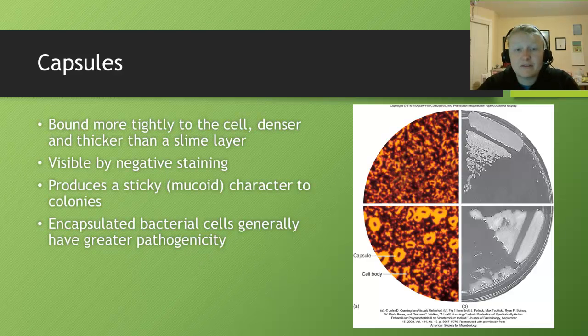The picture here is from the same organism, and so it's just whether or not the capsule has been formed. We can do a capsule stain or a negative stain to see the capsules, and they're just, once again, the glycocalyx forming closer bands around that cell to protect it from the environment.